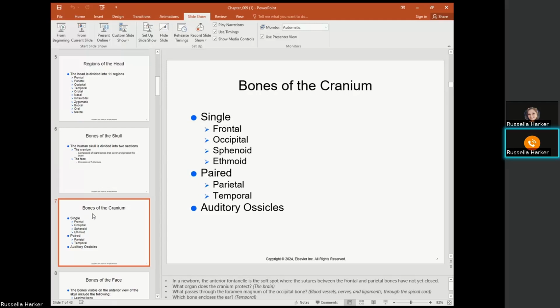So the 2 parietal bones form most of the roof and upper sides of the cranium, and they're joined at the sagittal suture at the midline of the skull. In the newborn, the anterior fontanelle is the soft spot where the sutures between the frontal and the parietal bones have not yet closed. The spot disappears as the child grows and the suture closes. So then they no longer have a soft spot, but they have what are called sutures, where those bones have closed up and that soft spot goes away.